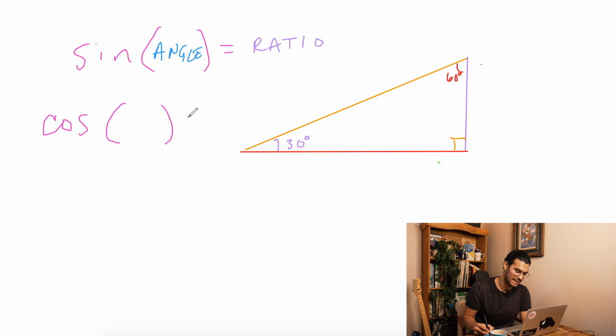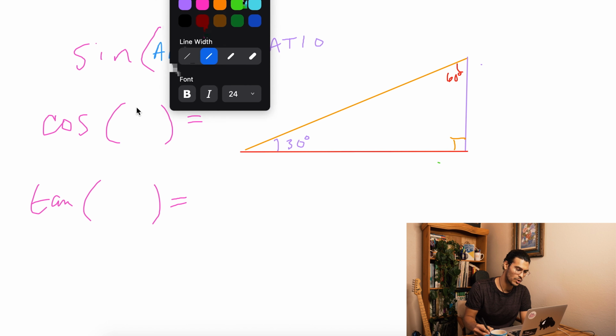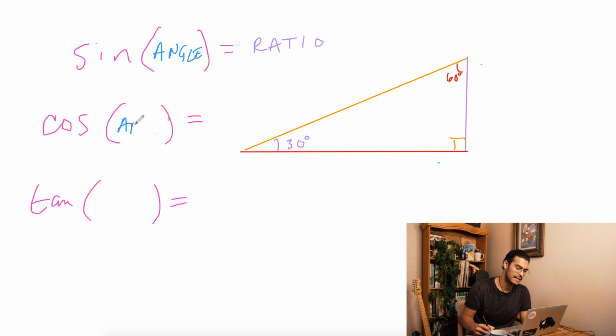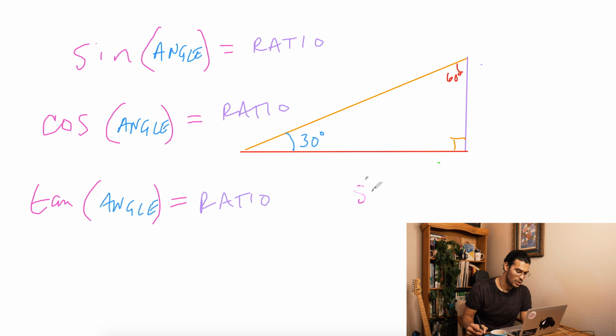The same thing is true for cosine. Cosine of something equals something. Tangent of something equals something. These are all taking in angles. So let's say I wanted sine of something about this triangle. What you would be doing is taking the sine of an angle. So for instance, sine of 30 degrees, if 30 degrees goes into our sine function, what comes out?